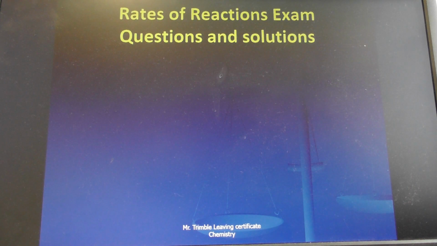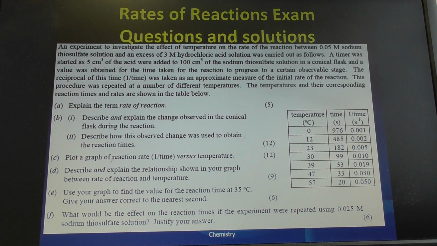And in the next one, we would have an experiment to investigate the effect of temperature on the rate of reaction between 0.05 molar sodium thiosulfate solution and an excess of 3 molar hydrochloric acid solution, carried out as follows. A timer was started as 5 cm cubed of the acid was added to 100 cm cubed of the sodium thiosulfate solution in a conical flask, and the time was taken over a certain observable stage. The reciprocal of the time, 1 over time, was taken as an approximate measure of the initial rate of the reaction, and this procedure was repeated at different temperatures.